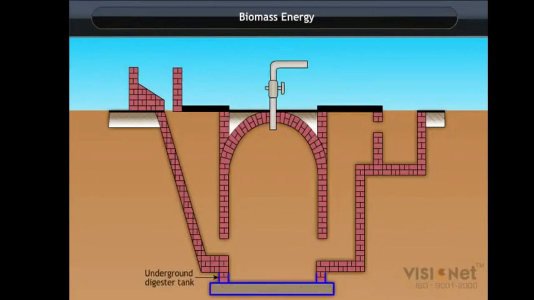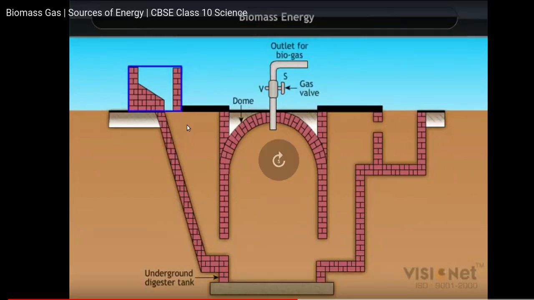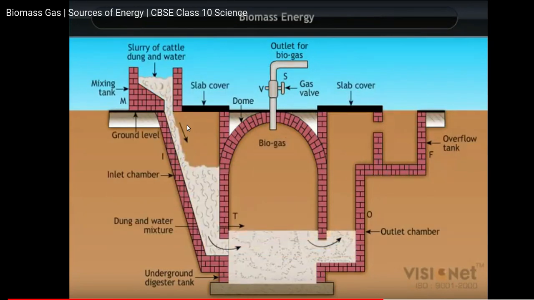This is the main setup of a biogas generation system. Let's pause here and look at all of the different aspects of it. The first is something called a mixing tank. We start from here. The ground level is this black line. We start with a slurry of cattle dung and water. Cattle dung is cow dung.